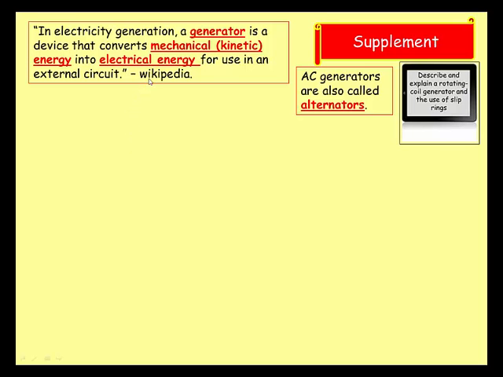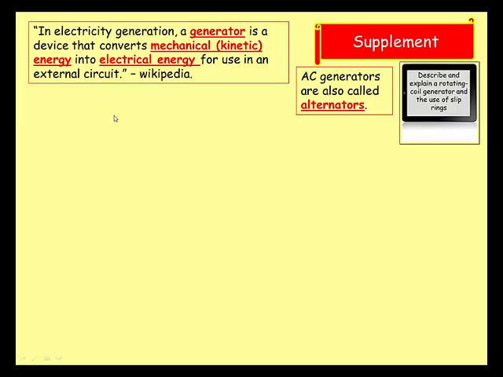Now let's go back to Wikipedia. Can't beat good old Wikipedia, can we? We can, but it's pretty good as anything. In electricity generation, a generator, now generators are also known as alternators, is a device that converts mechanical kinetic energy, that means movement energy, into electrical energy for use in an external electrical circuit.